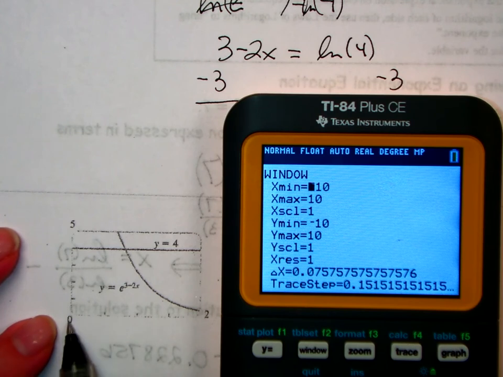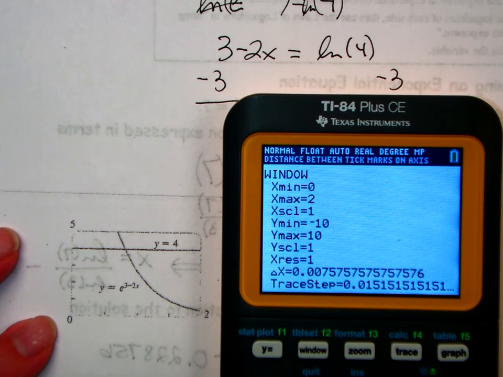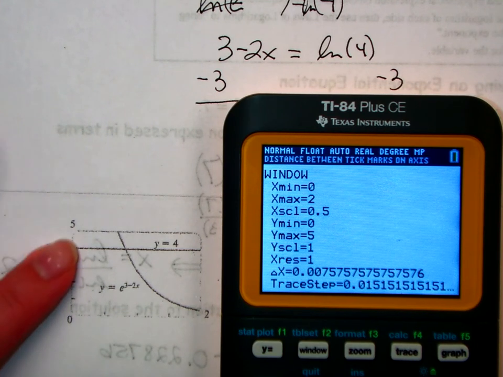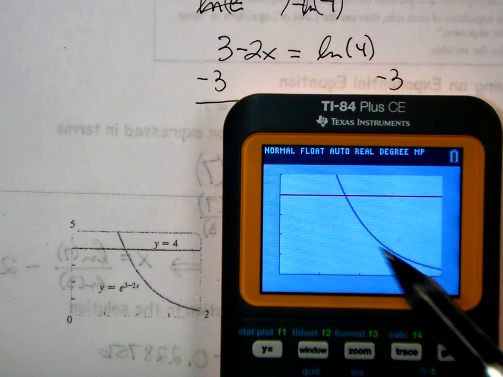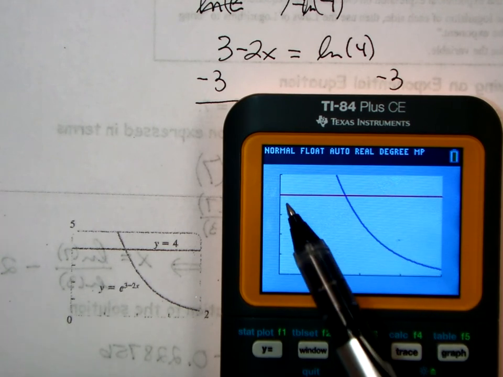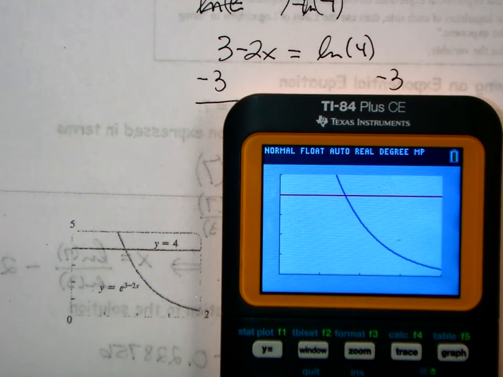So the x value goes from 0 to 2. And it looks like they did the scale at 0.5, okay? And then the y values go from 0 to 5, and 1, 2, 3, 4, 5. They did just a scale of 1 there, okay? So now when I graph this, it's going to look exactly like the handout here. So there's our e to the 3 minus 2x, and then here's our y equals 4.